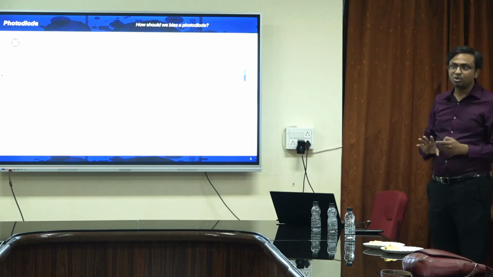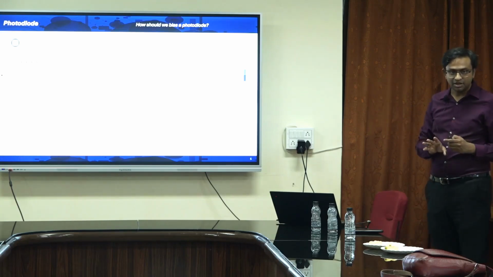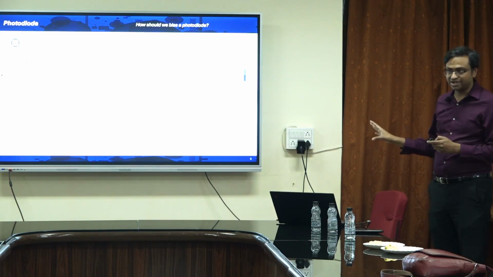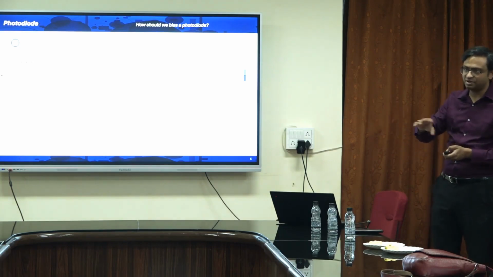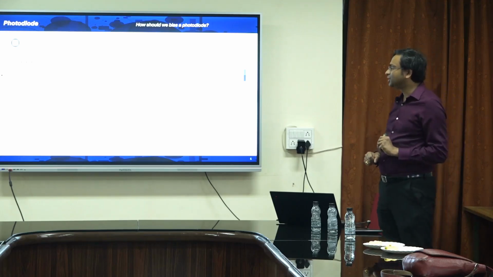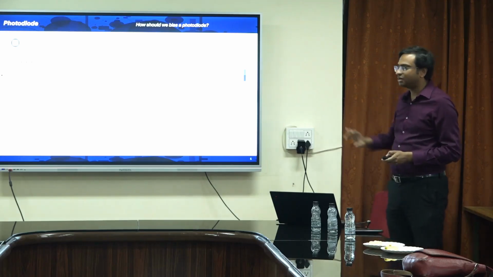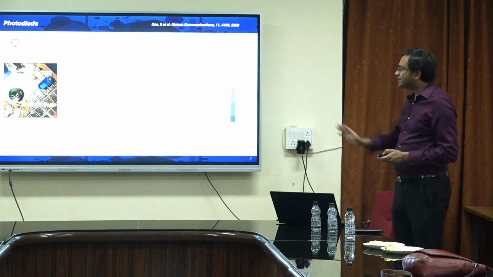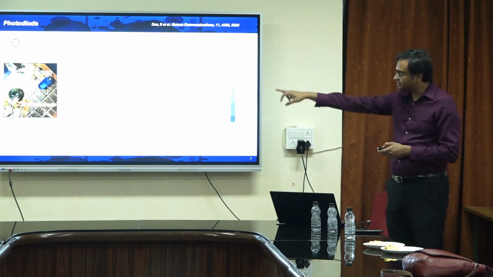And photodiodes are the most common commercially available devices for photodetection. I don't want to go into the detail of that, because you can really read any textbook. Photodiodes is not the topic of today's discussion. This is just showing how the photodiode works. And this is a typical silicon photodiode. You can see commercially available.